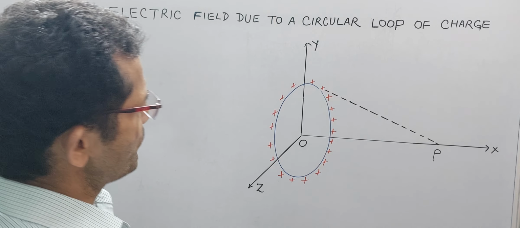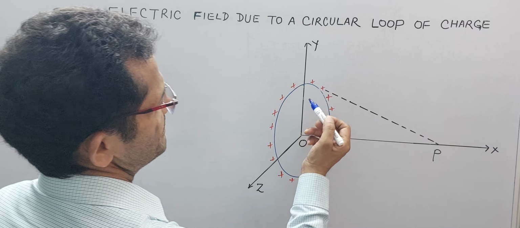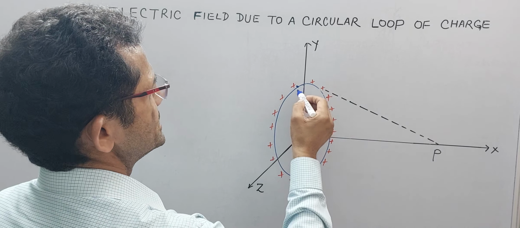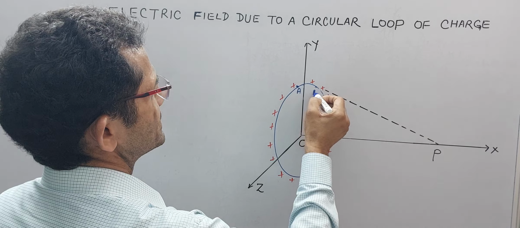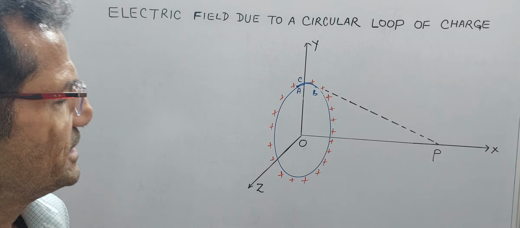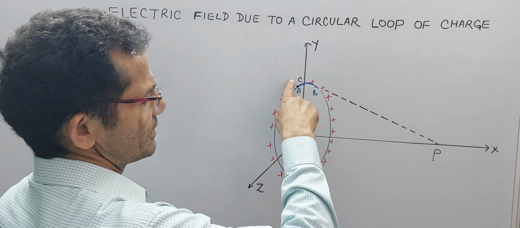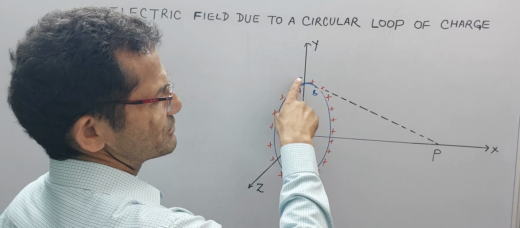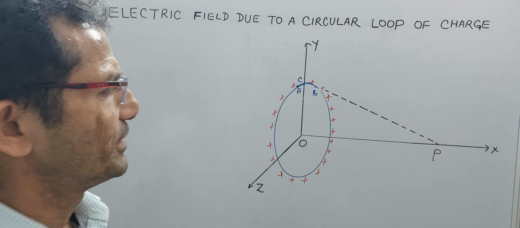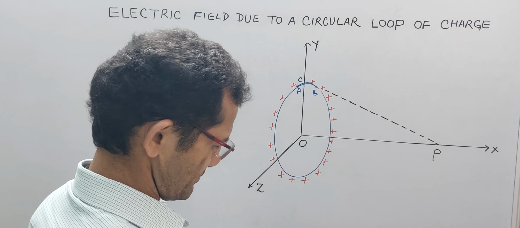So let us take a small piece. Take an elementary piece of the ring, AB. This is a small piece of the circular loop, taken as positively charged. We have to find the electric field at this point. Since this is a positive charge, it will have an electric field away from the charge. Therefore, the electric field due to this positive charge will be away from it.